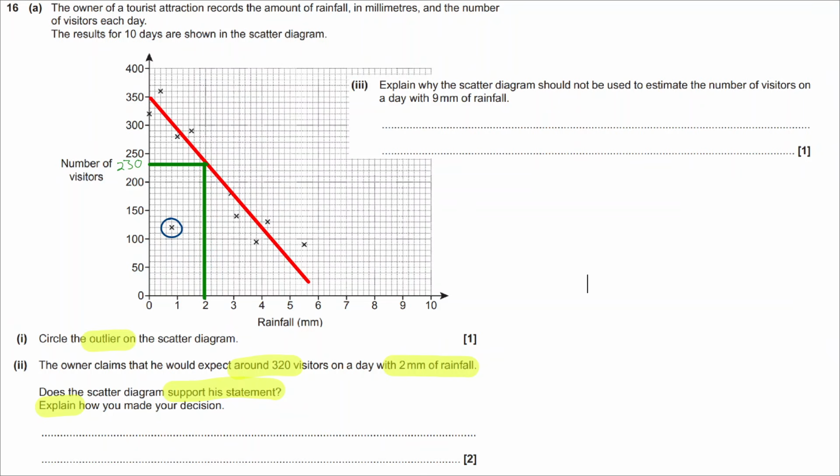So we can go and say that 230 is much less than 320. So the scatter graph does not support the statement.